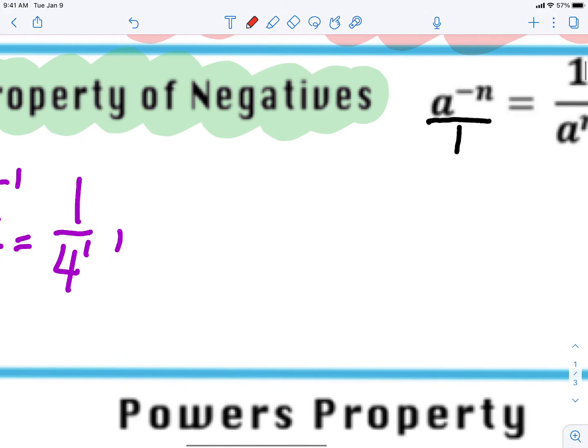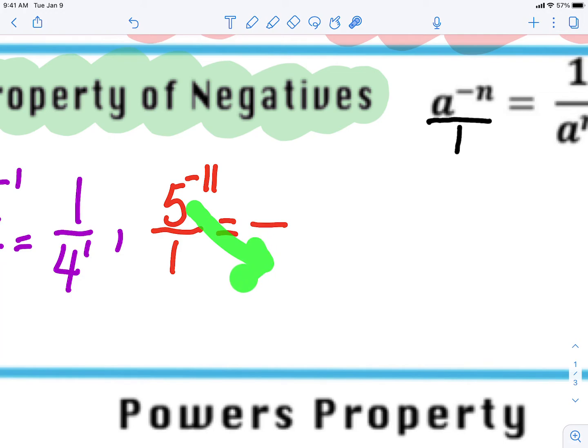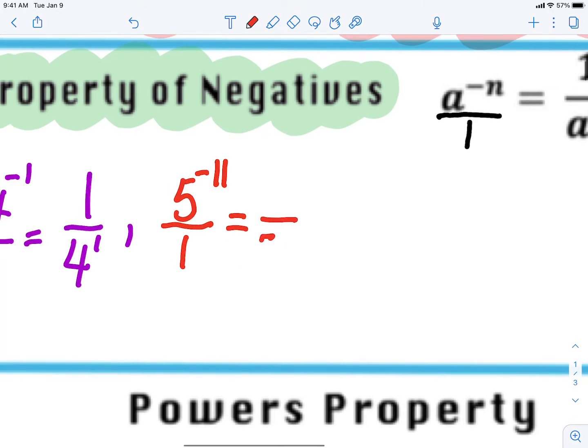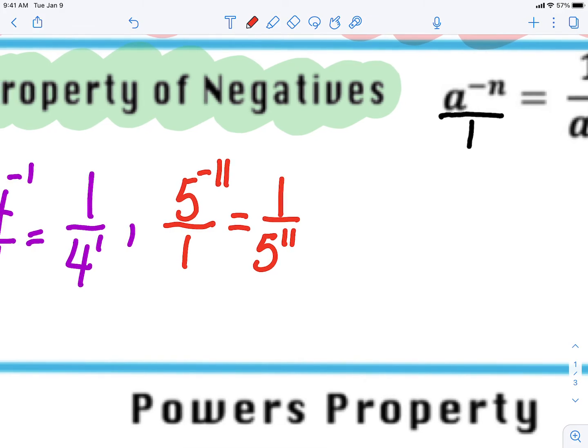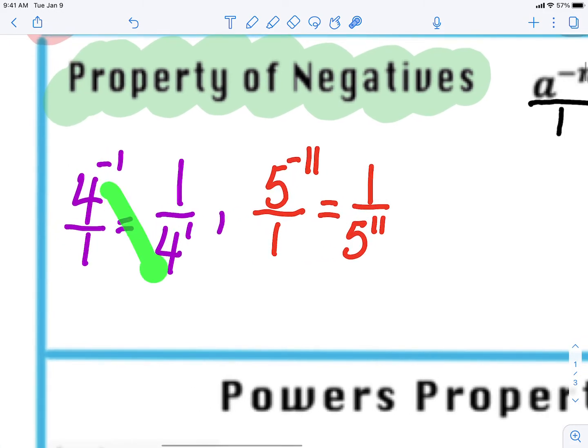If I have 5 to the negative 11, and it says write in terms of positive exponents. Well, that has a 1 there. So I make it equal to another fraction. That means that 5 to the negative 11 is going to go down here, and the negative 11 is going to become a positive 11. And this empty spot over here just becomes a 1. See? So it goes diagonal. Look at that. It goes diagonal.